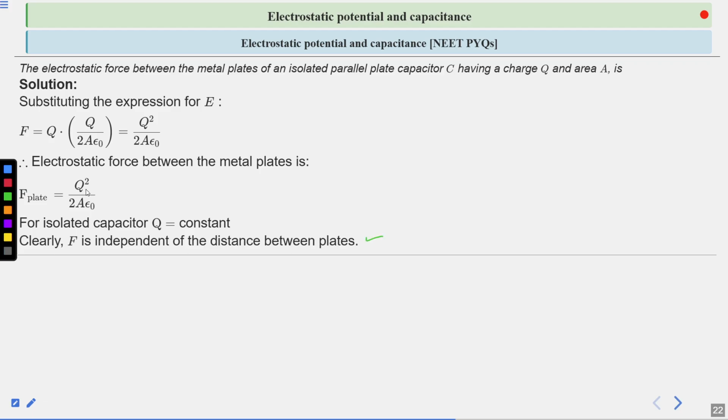There is nowhere the distance of separation between the plates in the expression. So the force is independent of the distance between the plates.